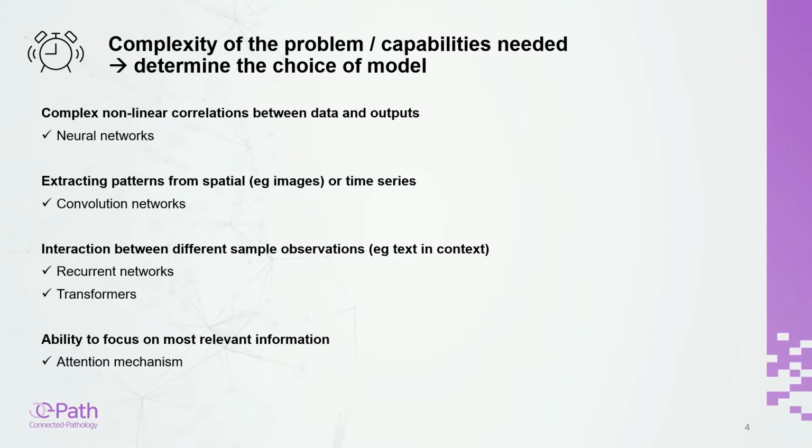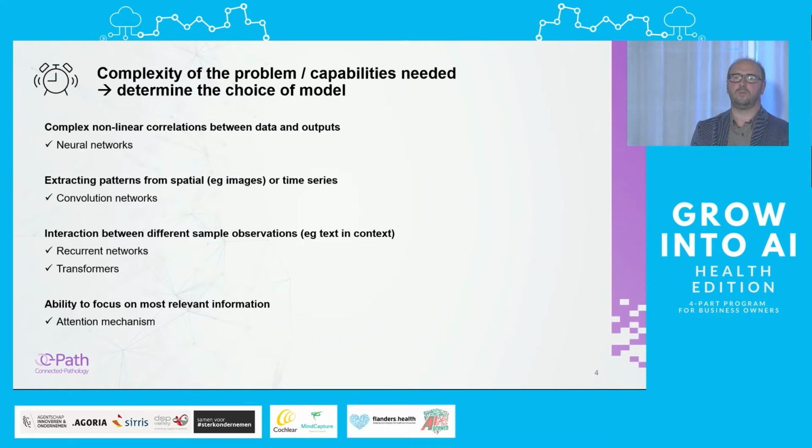If you want to observe interactions between different samples or different observations, for instance, you want to see words in a context of a text, that's where you need some form of recurrence, networks that talk to different parts of the network. And that's where the transformers are not these automobiles transforming into robots, it's a very different thing. But it's a type of network that actually has a lot of interactions inside of the model and can really look back in the past and into the future.